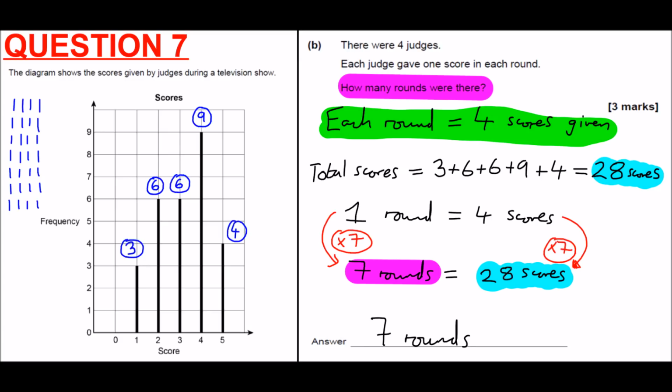And you'd find that after doing this, that'd be round 1, round 2, round 3, round 4, round 5, round 6, and round 7 would be the 28th score given out. So the final answer, there must have been 7 rounds altogether.